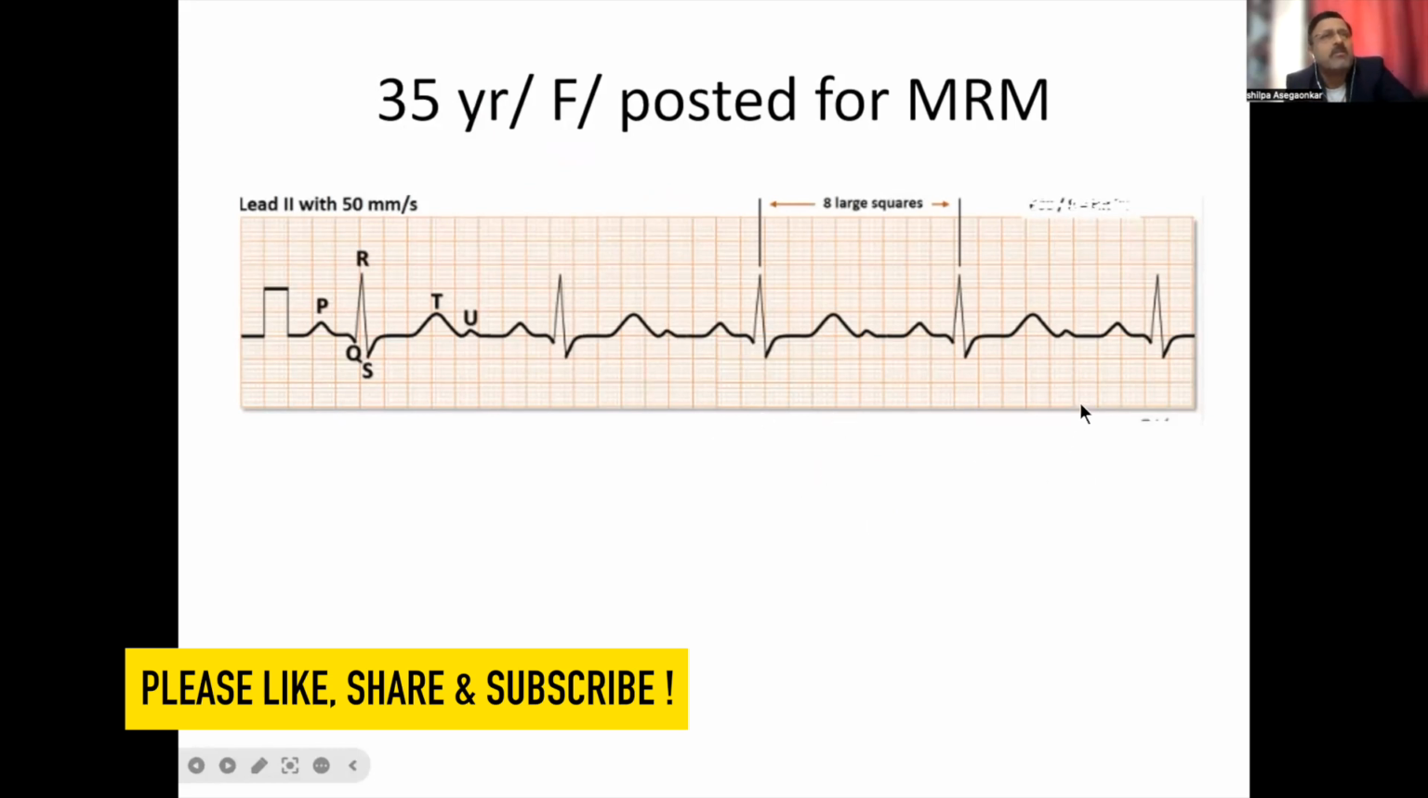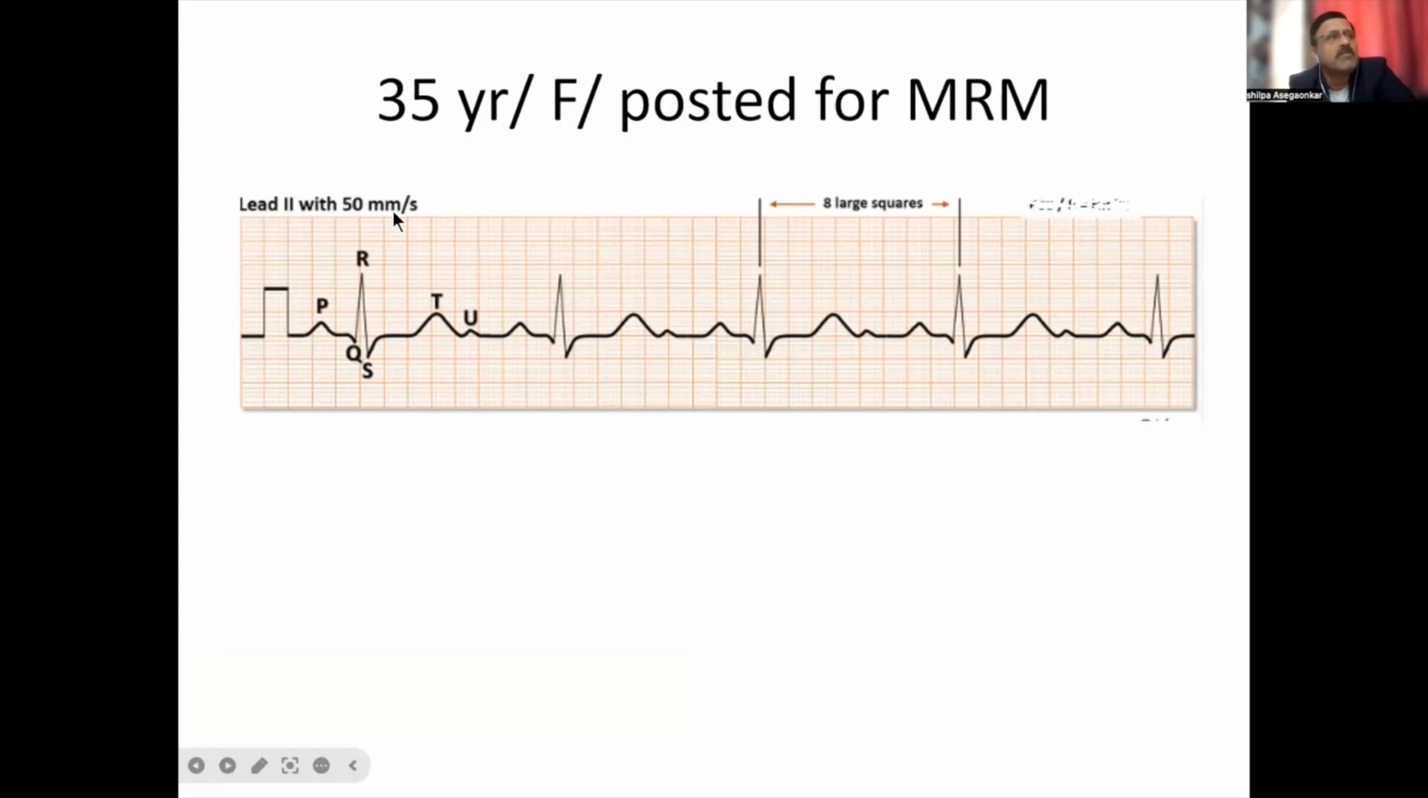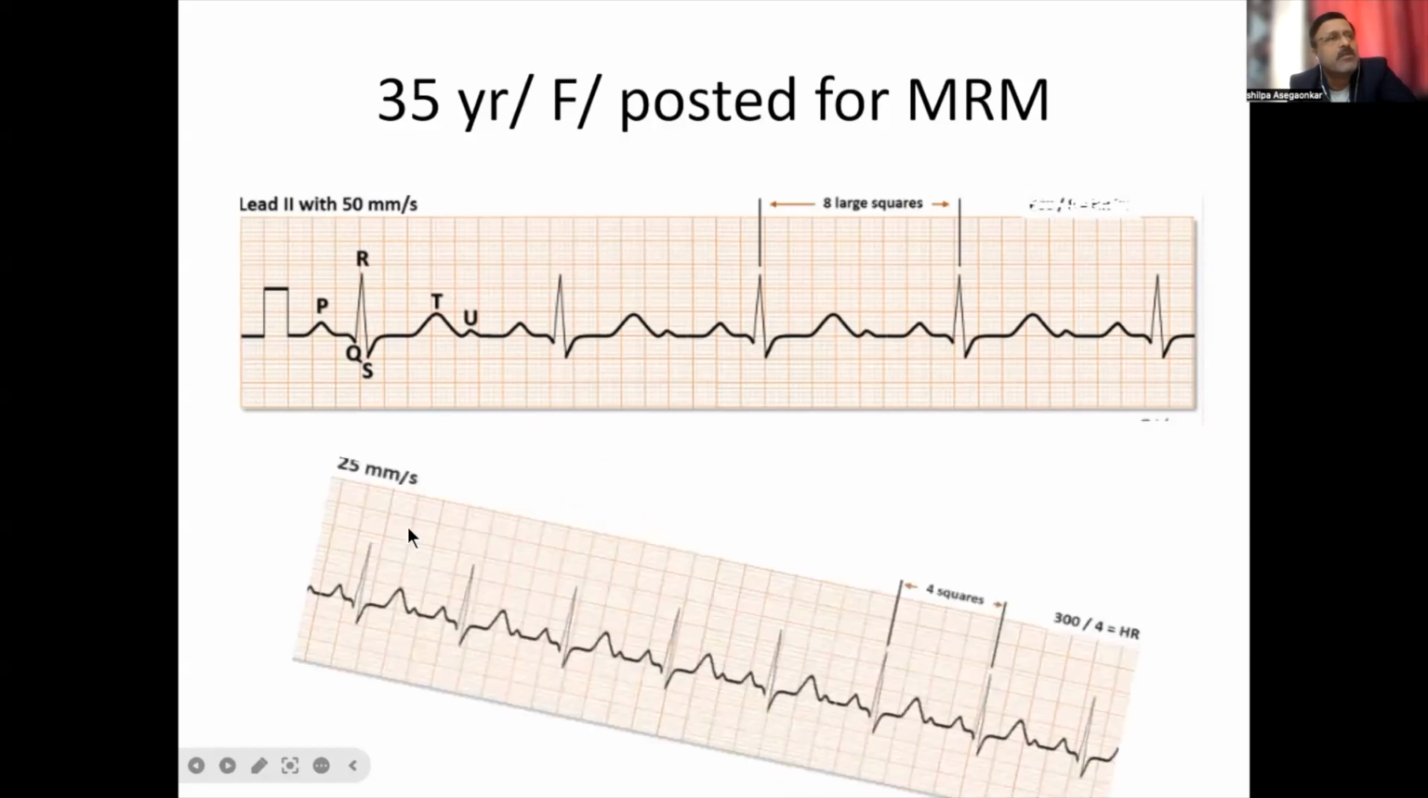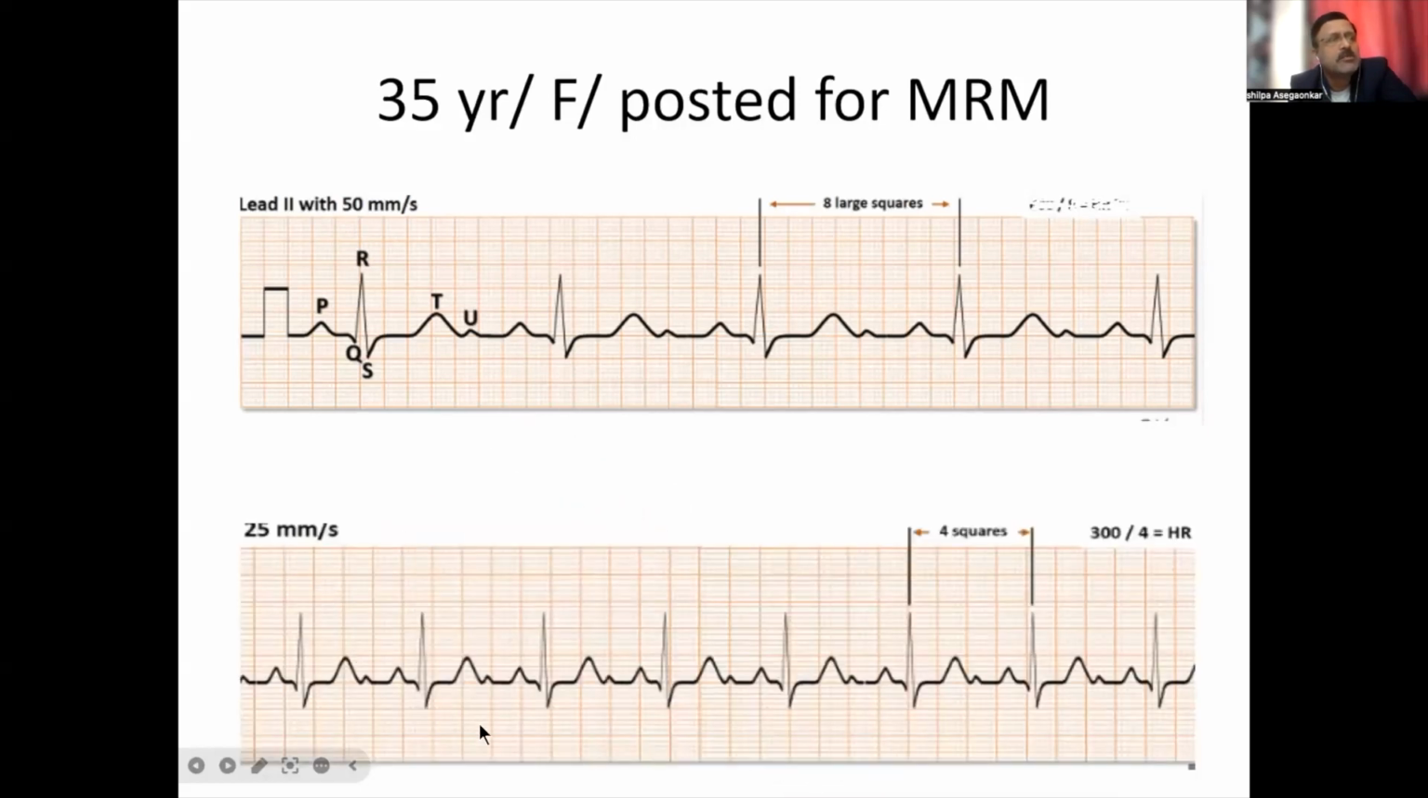But a very important fact that she overlooked is the speed with which that ECG is taken. Normally ECG should be taken at a 25 millimeter per second speed. This was taken at double the speed, and that is why all intervals are increased. This is a normal ECG. When we took the ECG at the normal speed, it was an absolutely normal ECG.